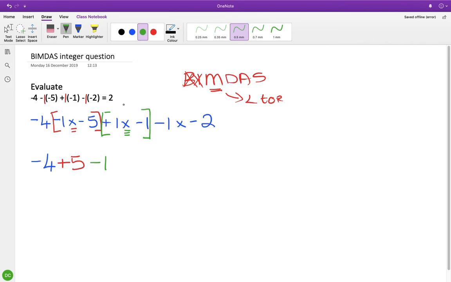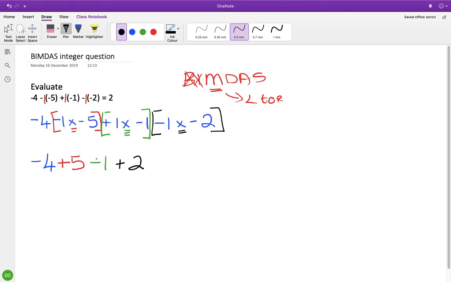a minus answer. And then the last multiplication multiplies the number in front, which is -1, by the number at the back, which is -2. So the 1 by the 2 is 2, and then signs are the same, so when you multiply the same signs, you get a positive answer.